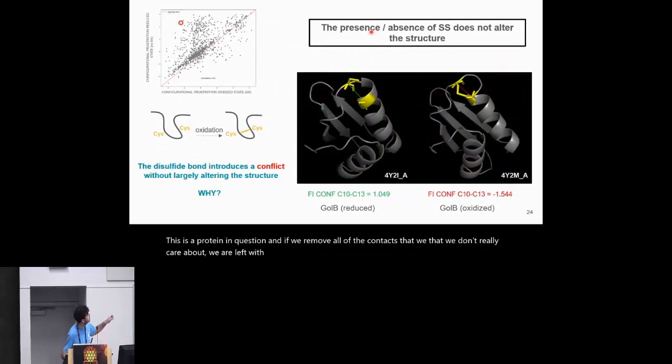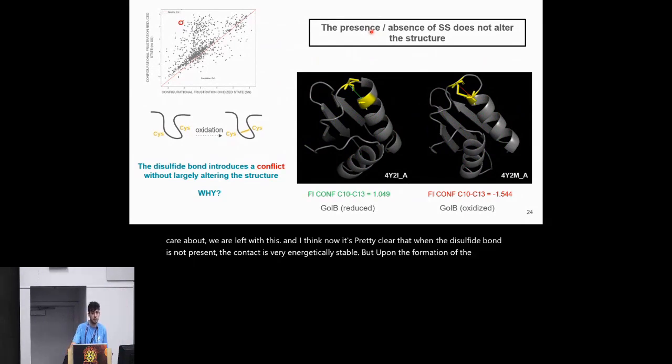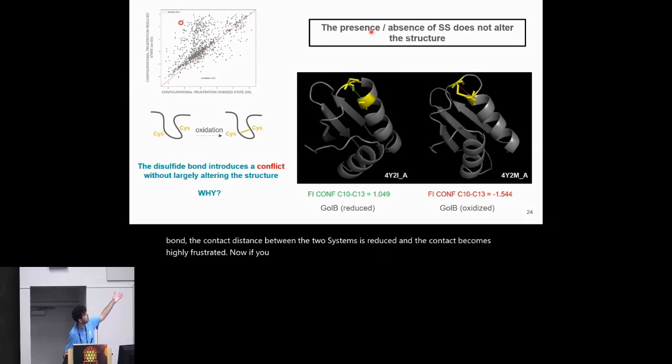And I think now it's pretty clear that when the disulfide bond is not present, the contact is very energetically stable, but upon the formation of the disulfide bond, the contact distance between the two cysteines is reduced and the contact becomes highly frustrated. Now, if you see, this structure is not really changing largely, so the hypothesis is that there has to be some functional consequences behind this.